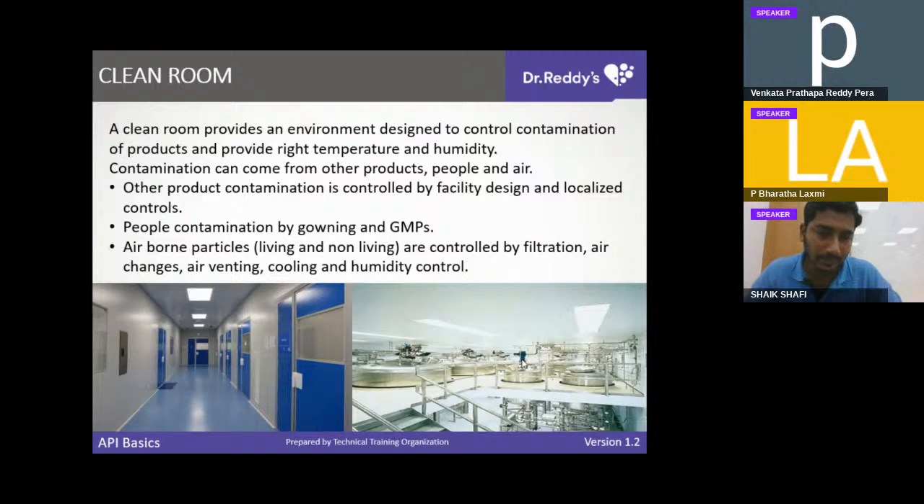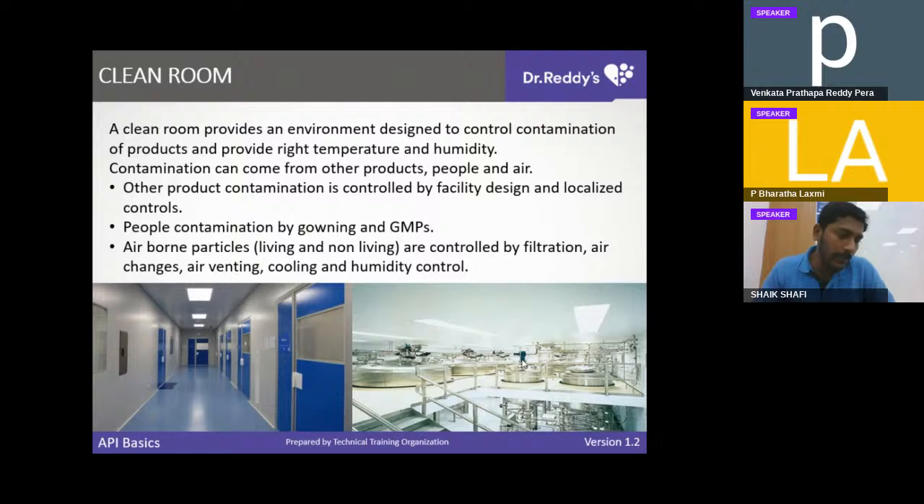Any questions, Lakshmi? Yeah, we have one question from Gaurav. On which parameter to measure the cleanliness and contamination level? On which parameters do we measure the cleanliness and contamination level?